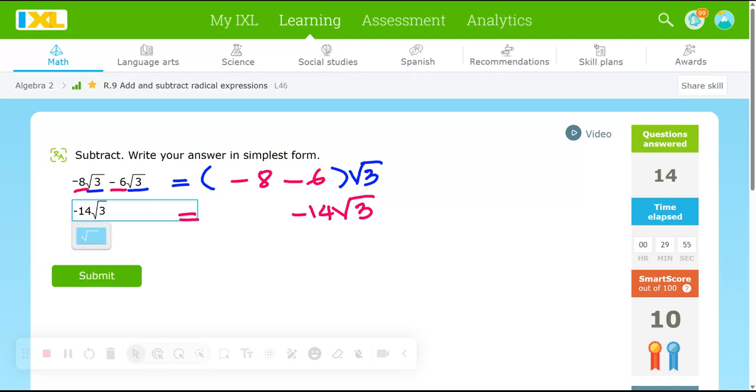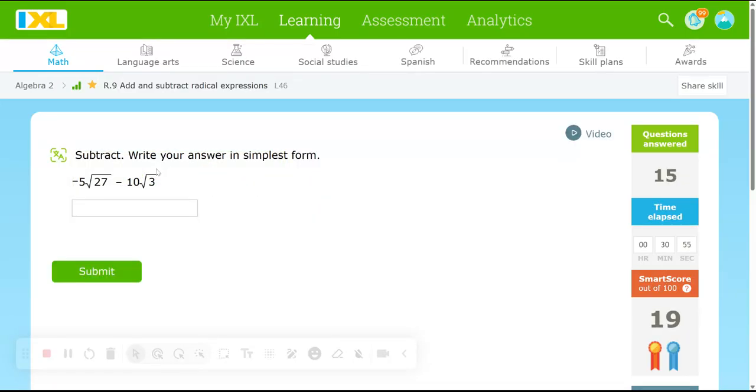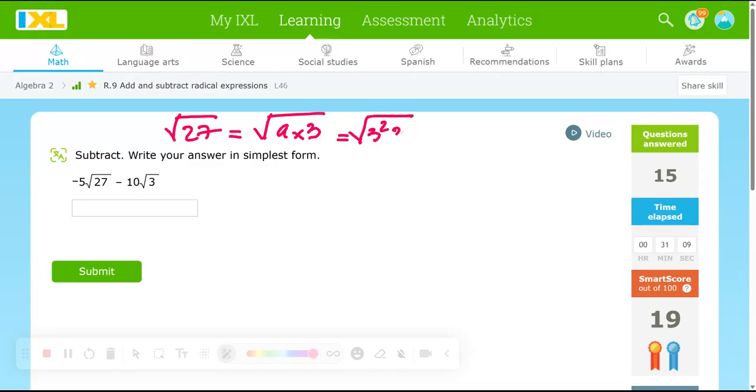Negative 14 square root of 3. Square root of 27, you know what to do, okay? Look at your handout, or we can do it right now. 27 is 9 times 3. 9 is a perfect square, alright? 9 is a 3 square. So now 3 square, you take it outside. That's a 3 square root of 3.